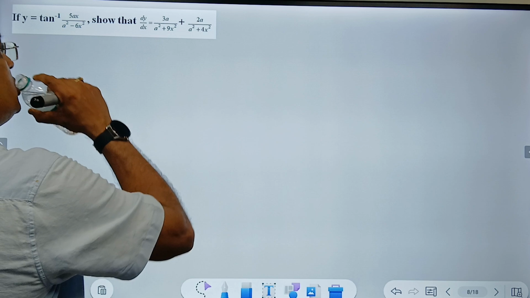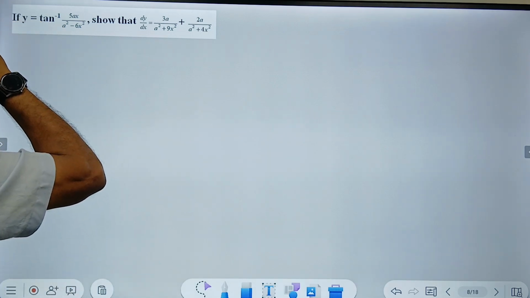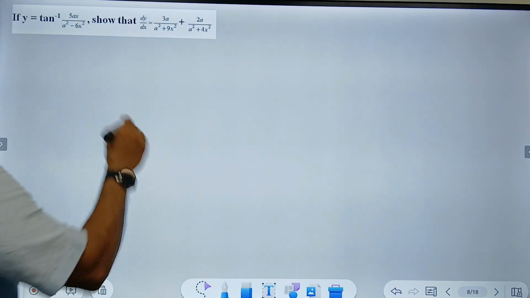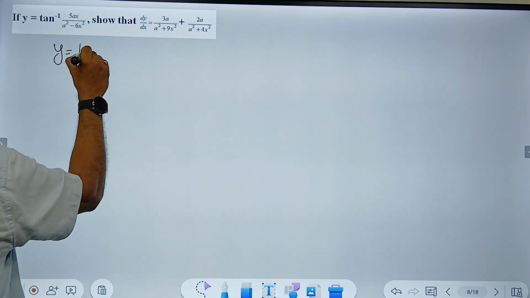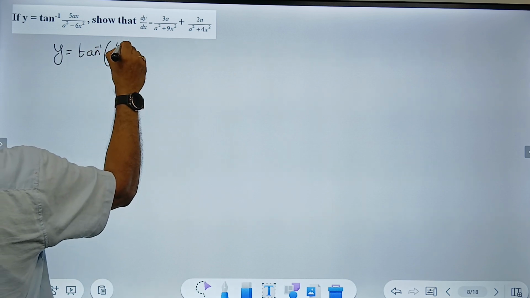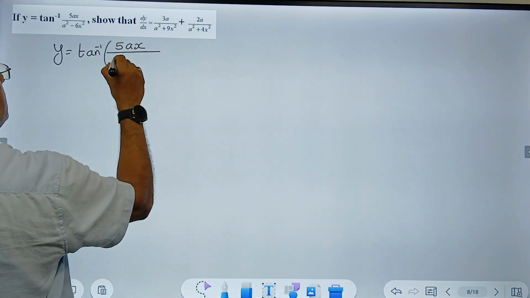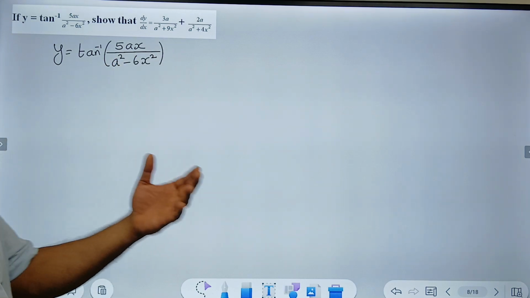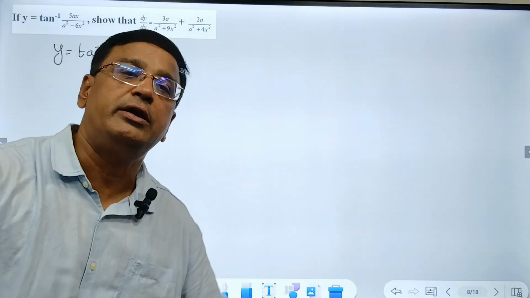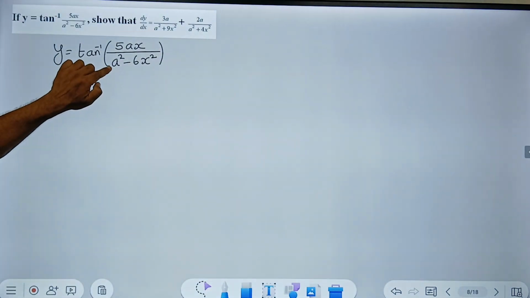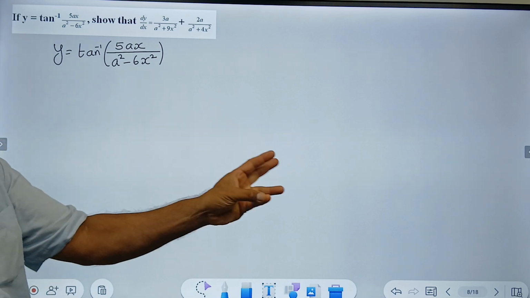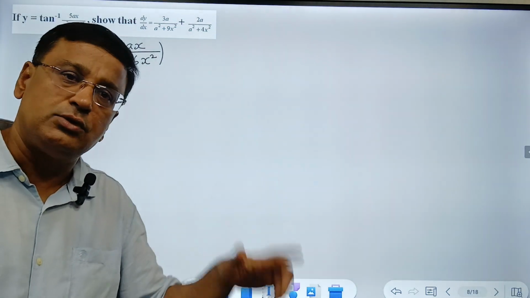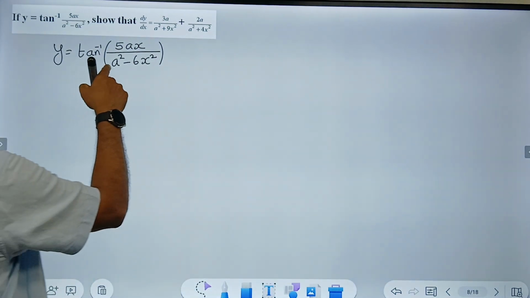Very, very important type of question. This is y equal to tan inverse of 5ax divided by a square minus 6x square. Whether it is the tan 2a formula, tan a plus b formula, or tan a minus b formula, the denominator always begins with 1. You see tan a plus b, tan a plus tan b by 1 minus. If you look at the tan 2a formula, 2 tan a by 1 minus. So always the denominator starts with 1. So you should aim for getting 1 there.